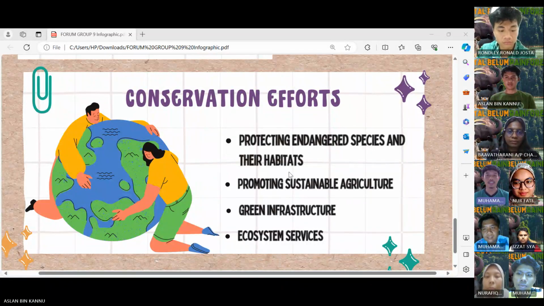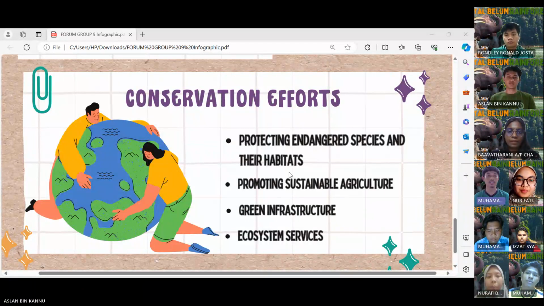As a student, in my opinion, for conservation efforts, first of all, protecting endangered species and their habitat. This involves preserving natural habitat and ensuring the survival of endangered species, which are crucial for maintaining the balance of nature and supporting biodiversity. Next, promoting sustainable agriculture. Sustainable agriculture practices can help maintain the health of the ecosystem and support biodiversity. This includes using organic farming methods, reducing the use of pesticides and fertilizer, and promoting crop diversity.